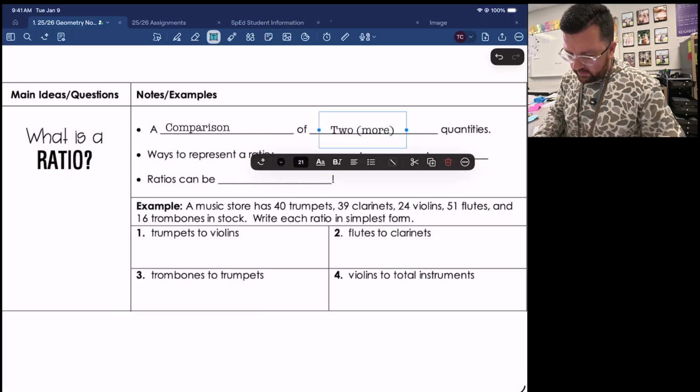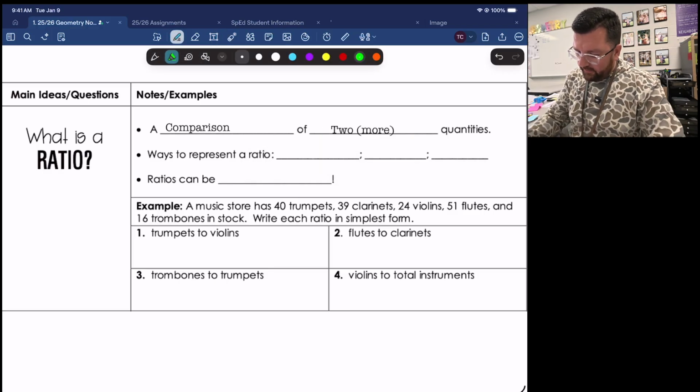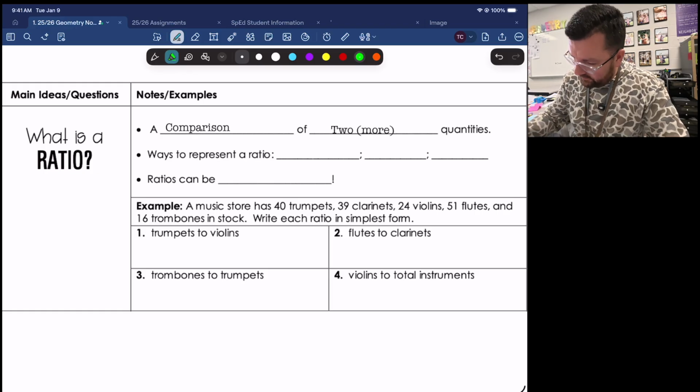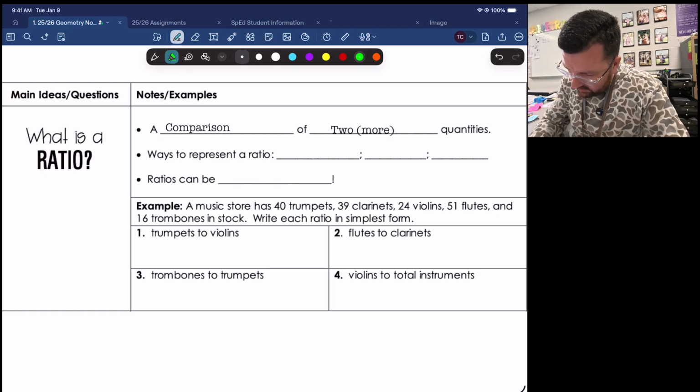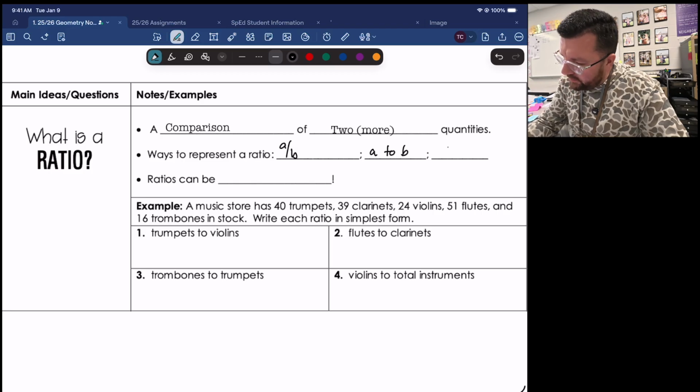More quantities. Ways to represent ratios are a fraction. So A over B, or as a statement, A to B, or with a colon, A colon B.